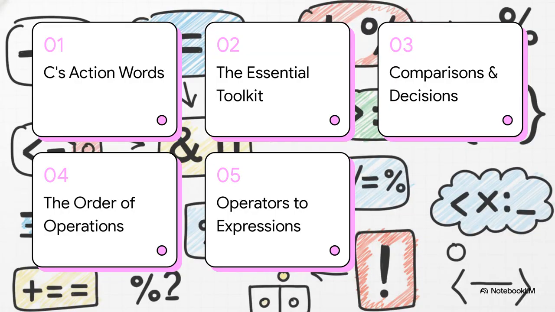All right, here's our game plan. First, we'll talk about C's action words, the operators. Then we'll build up our essential toolkit. After that, we'll get into making comparisons and decisions. Then the super important order of operations. And finally, we'll see how it all comes together to form expressions.